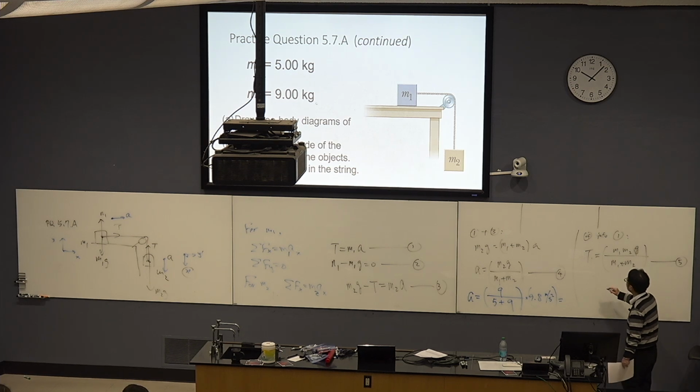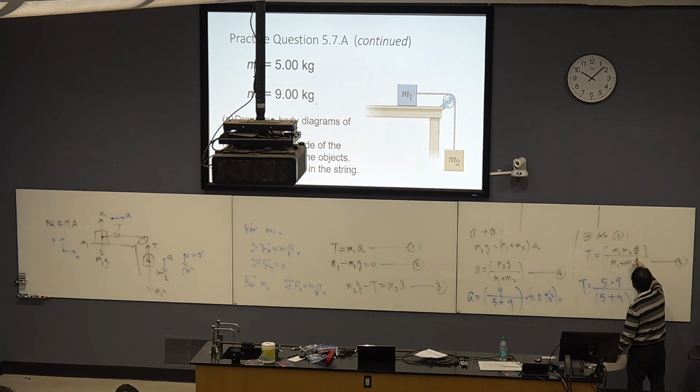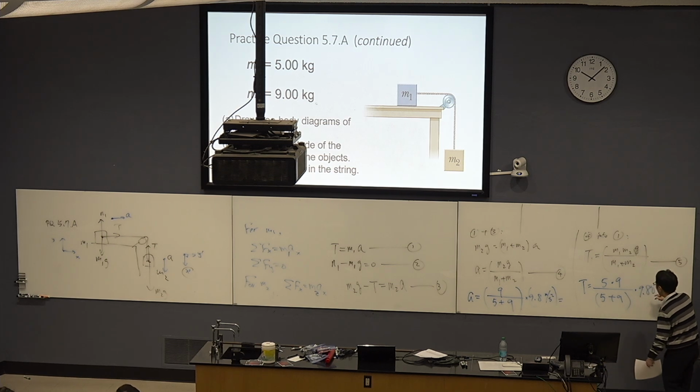And now what about tension? Tension will be in terms of newtons, right? So m1 equals 5, so that's 5 times 9 divided by 5 plus 9, and this whole thing you need to multiply by g, so you multiply it by 9.8 meters per second squared. And overall you will get newtons, right? You can check the unit, you will get newtons. So that's the idea here.